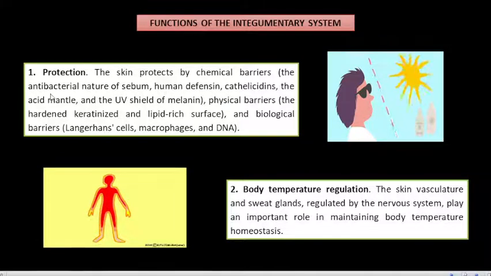The fourth one is the UV shield of melanin. So, the melanin is found in our skin and it protects us against UV rays, okay? Or ultraviolet light. So, yan yung mga chemical barriers na makikita sa skin protecting our body, okay?